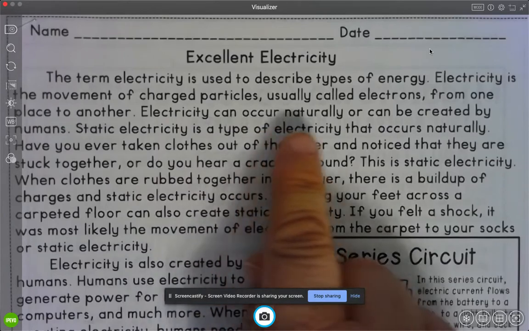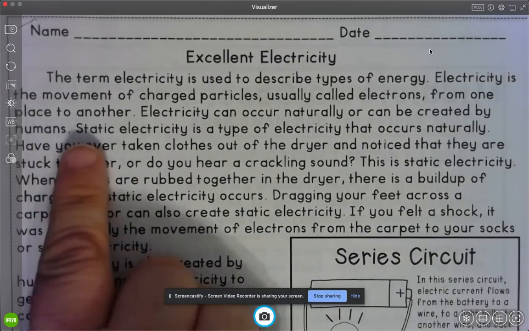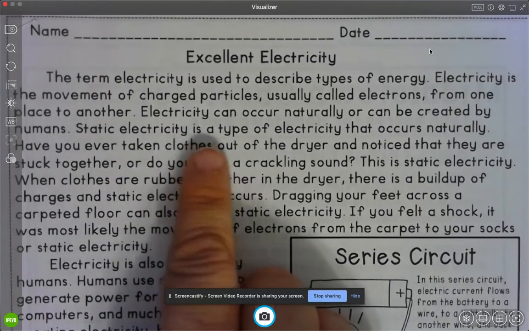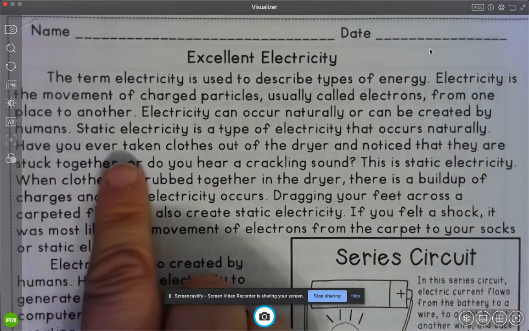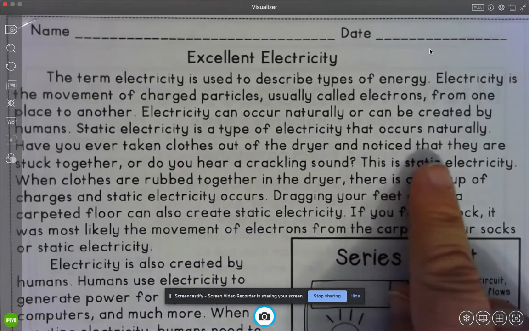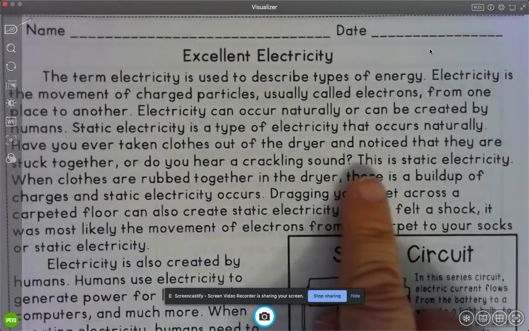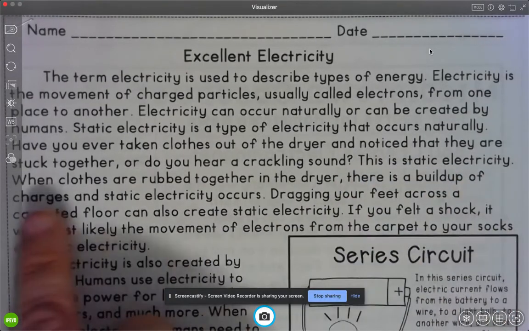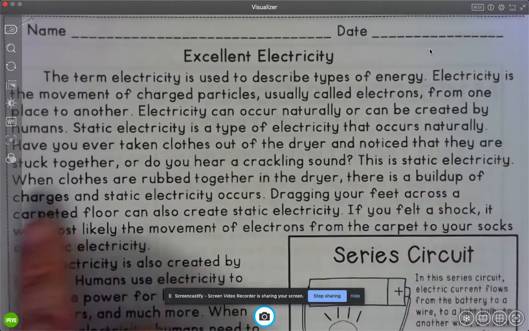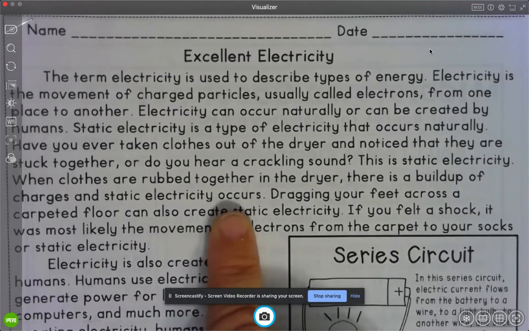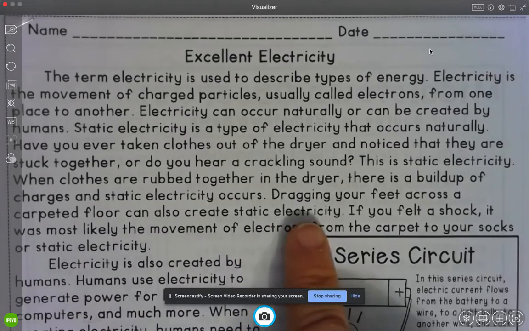Electricity can occur naturally or can be created by humans. Static electricity is a type of electricity that occurs naturally. Have you ever taken clothes out of the dryer and noticed that they are stuck together? Or do you hear a crackling sound? This is static electricity. When clothes are rubbed together in the dryer, there is a buildup of charges and static electricity occurs. Dragging your feet across a carpeted floor can also create static electricity.